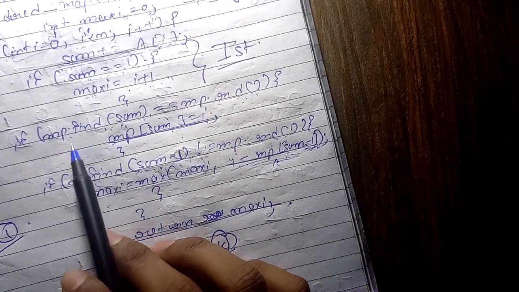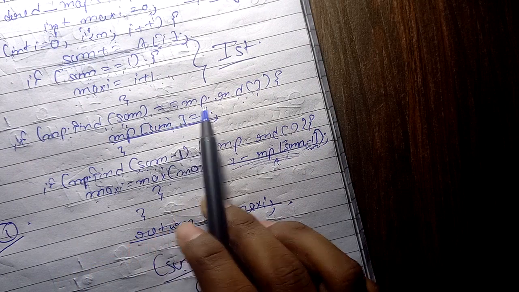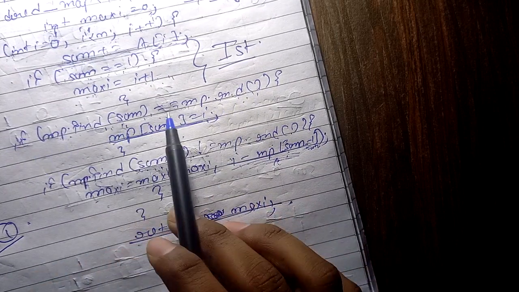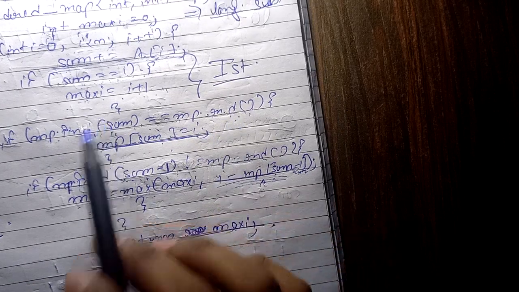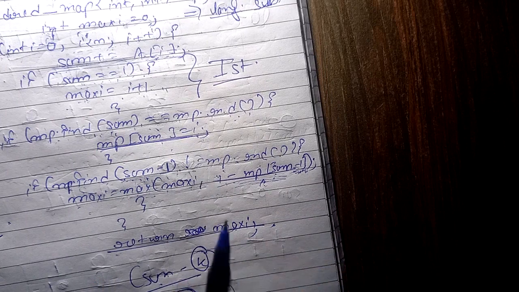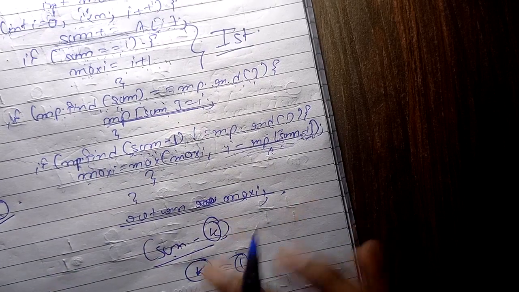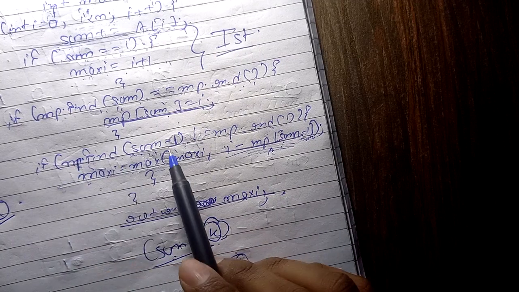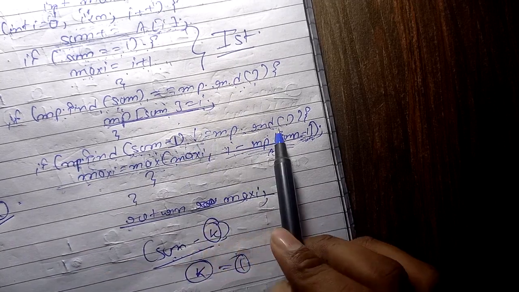Now the next condition is mp.find(sum) equals mp.end(). What does this line mean? This line means that the sum does not exist in the map. Then what will I do? I will update the value of that particular sum into the map. Then I told you to check this condition, sum minus k. Now see, mp.find(sum - k) is not equal to mp.end().